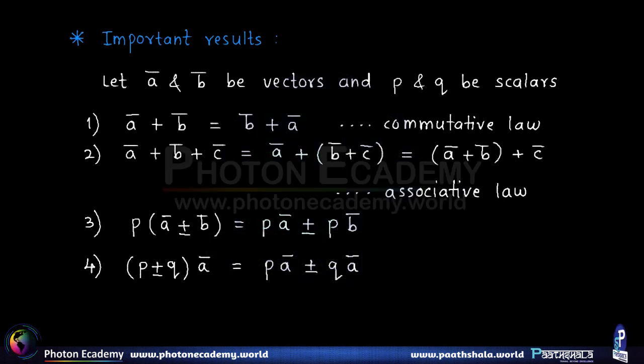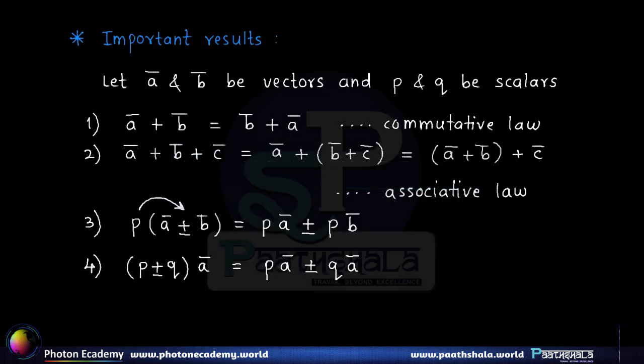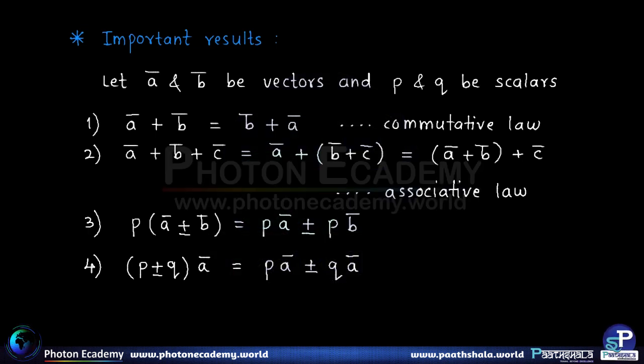Third law says that p times (a bar plus or minus b bar) is equal to p a bar plus or minus p b bar. So this is like distributive law for p to be distributed to individual elements inside the bracket, and this is what we do in algebra also whenever we want to expand the brackets. On the other hand, fourth law is also very much similar. We have (p plus or minus q) times a bar, which is equal to p a bar plus or minus q a bar. Right? So we have to use these laws as and when required while dealing with sums on vectors.